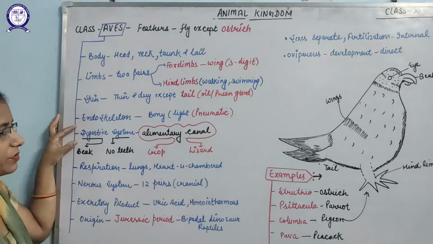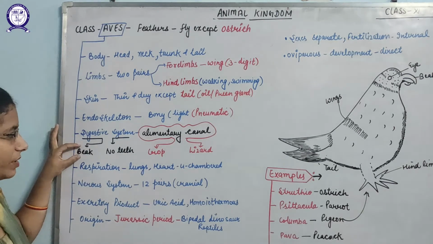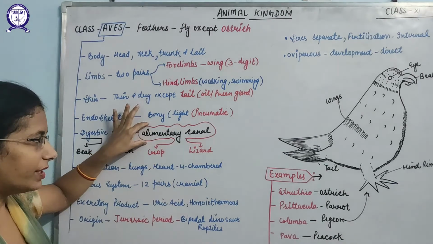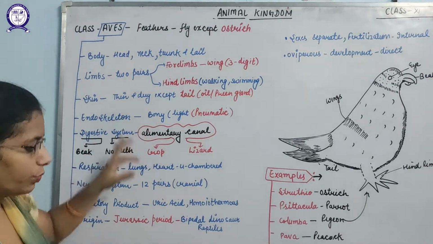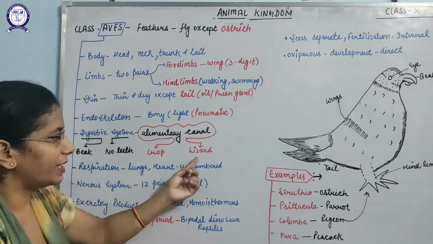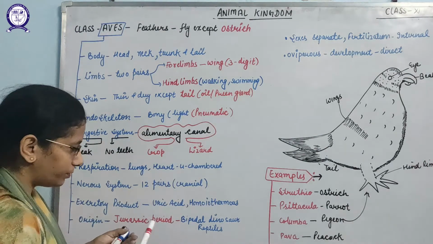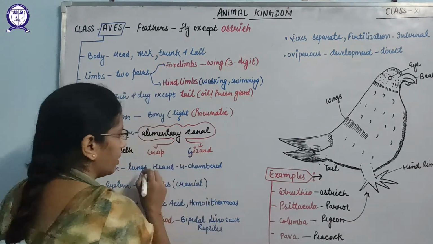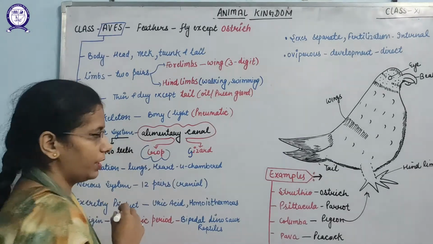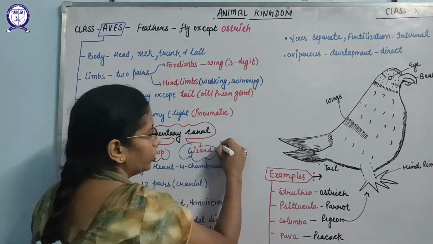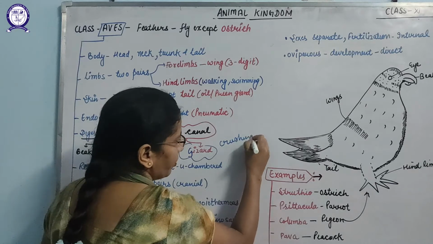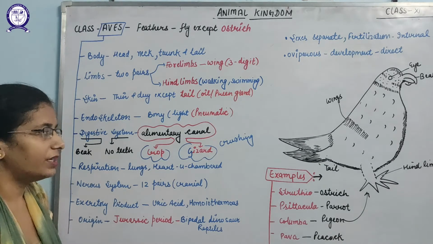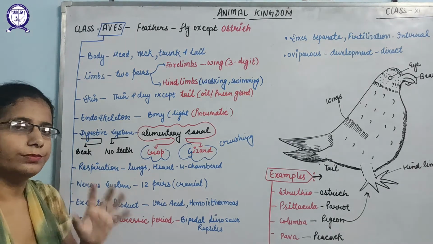Okay, next is the digestive system, which consists of 3 parts: first the beak, but they do not have teeth. Third, they have the alimentary canal, and the alimentary canal is divided into 2 parts. One is the crop and the second is the gizzard. Crop will store the food, and gizzard is the part that will do the crushing of the food.